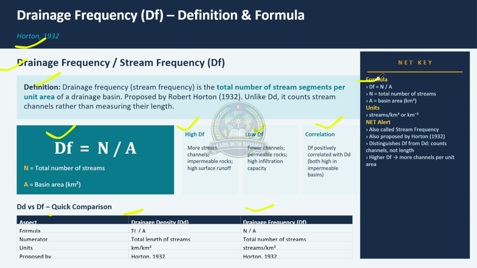This is the formula. Drainage frequency is N by A, where N is the number of streams and A is the basin area in square kilometers. Unit: streams per square kilometer or km^-2. Also called stream frequency, also proposed by Horton 1932. This distinguishes drainage frequency from drainage density: it counts channels, not length. Higher drainage frequency means more channels per unit area.